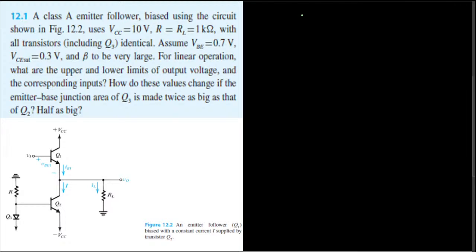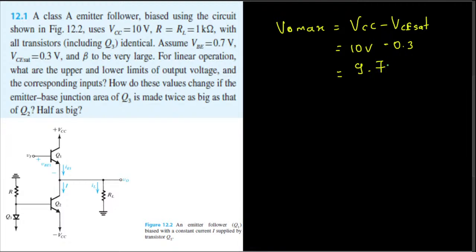In order to find out the V0 max, we have to use this equation: V0 max, or you can say V output max, is equal to VCC minus VCEsat. VCC is known, 10 volts, and VCE saturation is also known, 0.3 volts. If you calculate this, you end up getting 9.7 volts, and this is our V0 max.